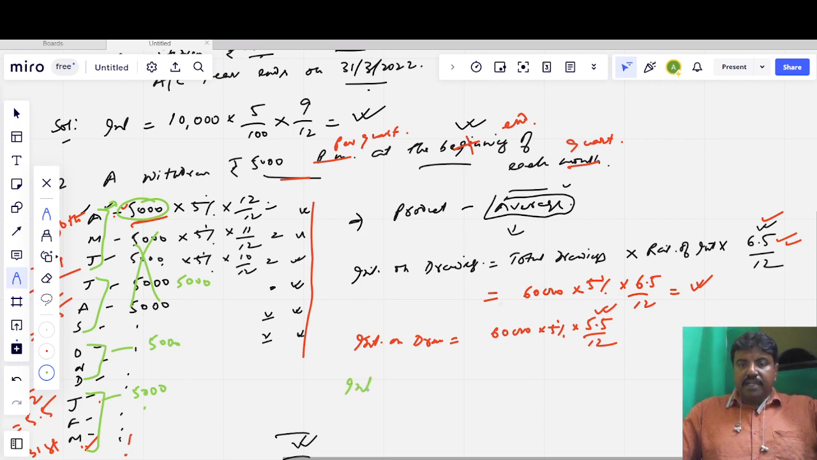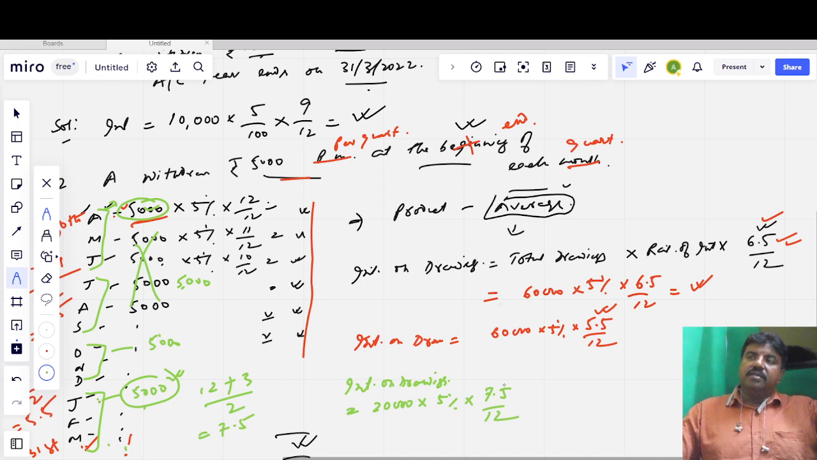Now to calculate interest on drawings, what will we do? First we take the total drawings, 5,000 each quarter, so 4 quarters: 5,000 into 4, 20,000 is the total drawings, into rate of interest 5%, into the time period. In case of average period, from the first date of drawing to the year end is 12 months. And the last drawing of 5,000, as you can see there are 4 drawings, was drawn on January 1. So from January 1 to March 31st, it is 3 months. Average it, it becomes 7.5 months. So here it will be 7.5 by 12.